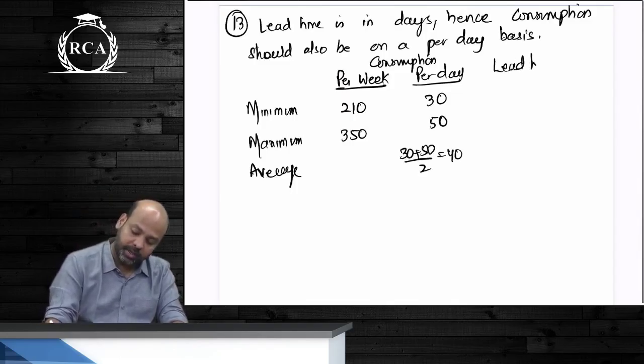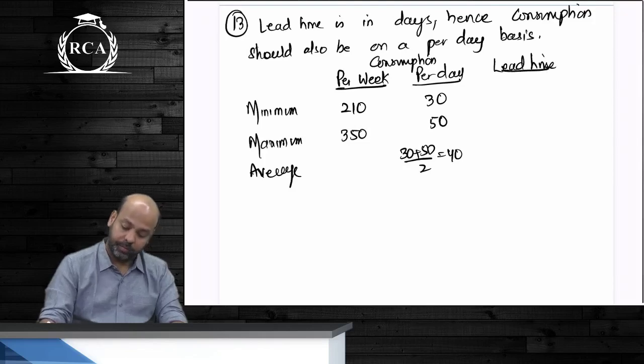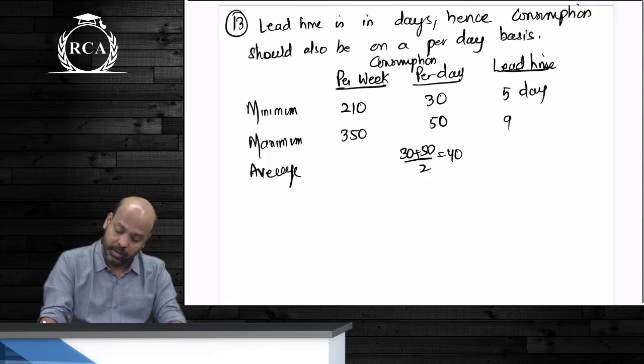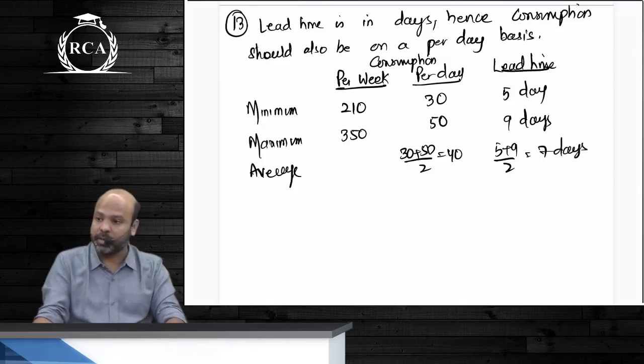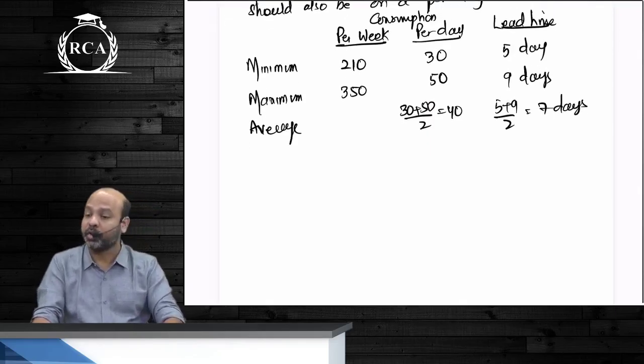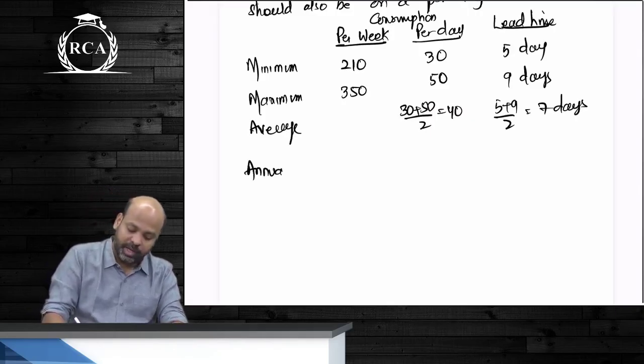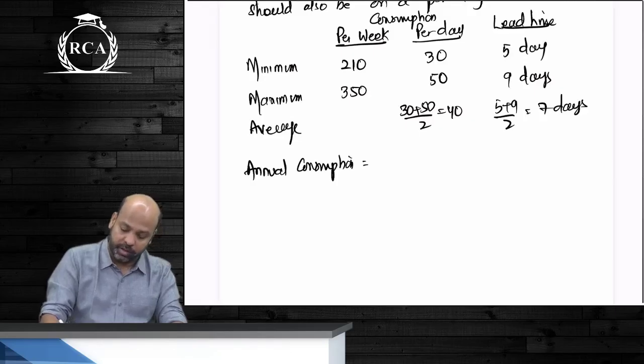Lead time, guys, would be how much, beta? Minimum 5, maximum 9 days, and this one 7 days. Whenever annual requirement is not given, I told you that it will be computed on the basis of normal consumption. So what are we going to write, beta? Will you multiply by 52 weeks or will you multiply by 365 days? Obviously 365 days. This should be average consumption into total working days in a year.